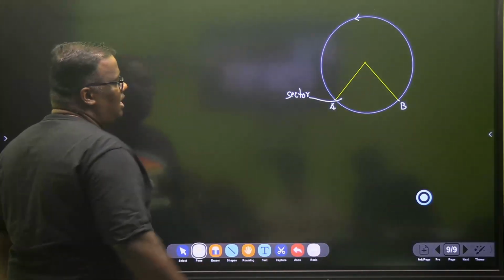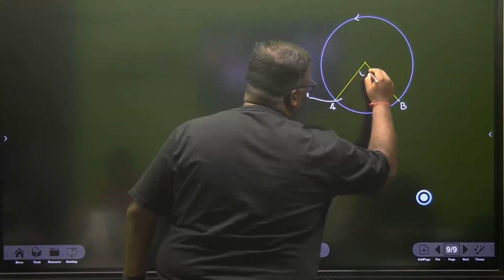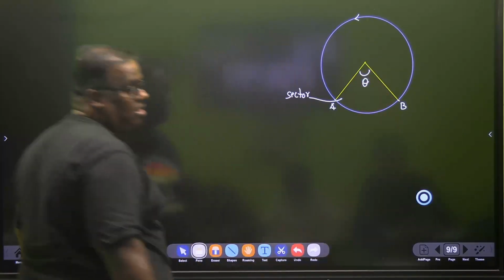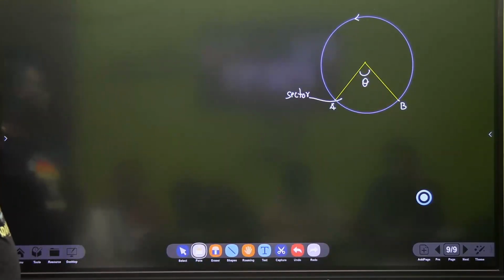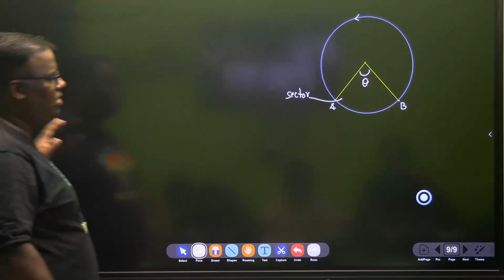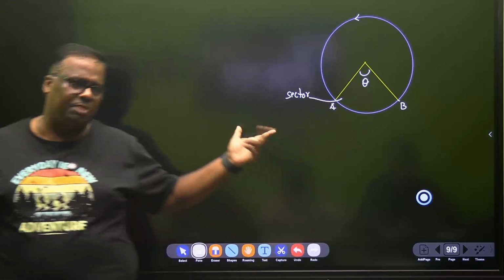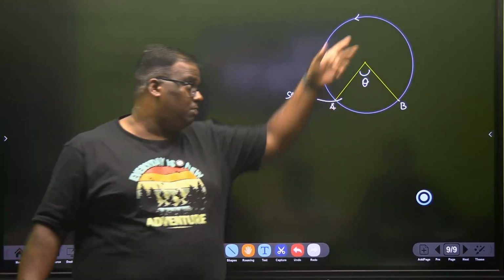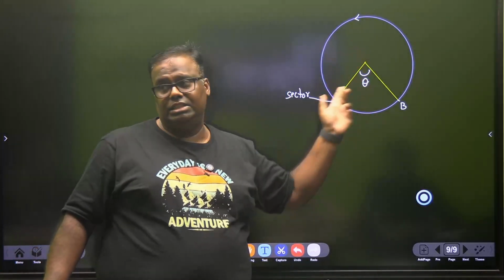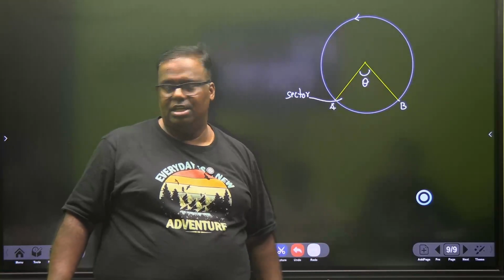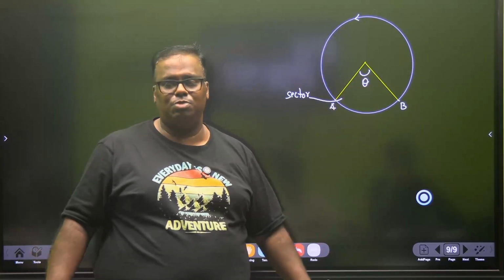Now let's say this arc is subtending an angle theta. From here your chapter starts. Have you understood? If theta was 90 degrees and if the circle was a margarita pizza, and you take out this portion, how much of a pizza did you eat?